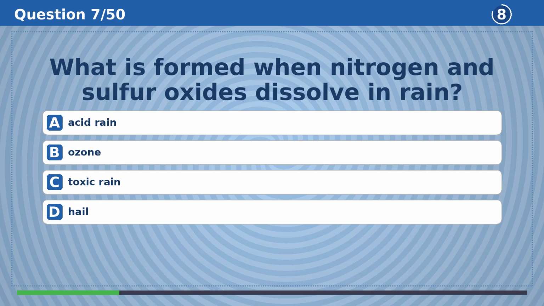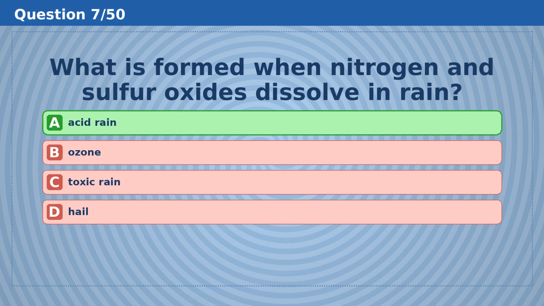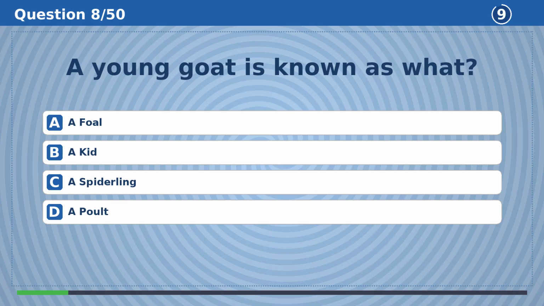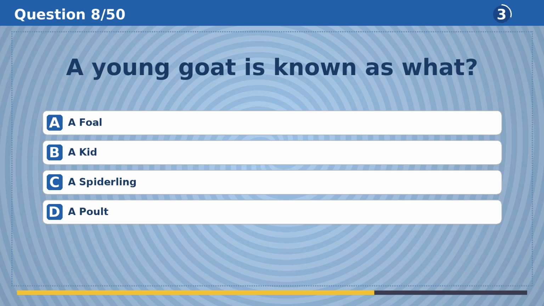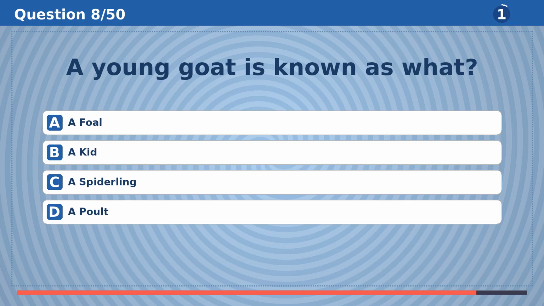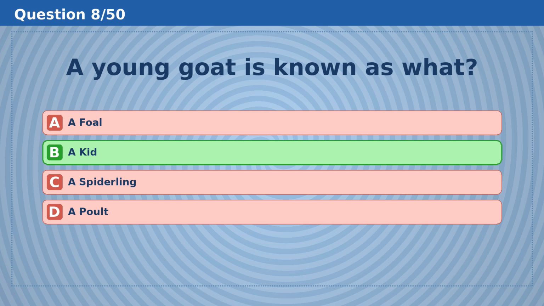What is formed when nitrogen and sulfur oxides dissolve in rain? The answer is A. Acid rain. A young goat is known as what? The answer is B. A kid.